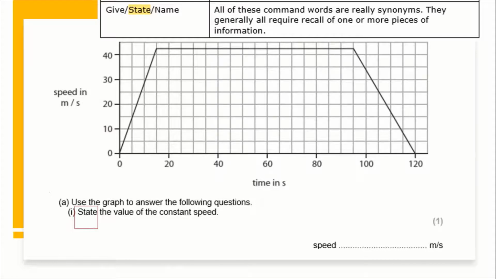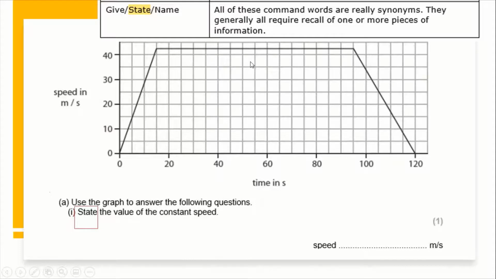Now see how many marks are being allocated. There's only 1 mark allocated for the question. So then you need to understand there should be only one point. So basically you just have to write the value. There is 1 mark allocated for the value of the speed. Even the unit is given, right? Meters per second, that is given. So you just have to identify the value.